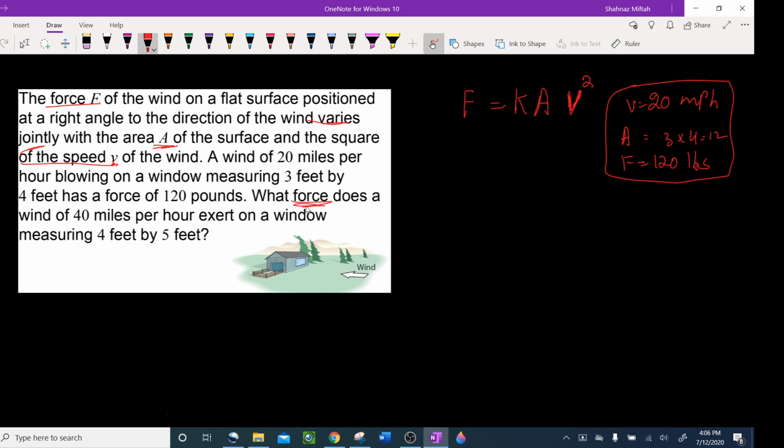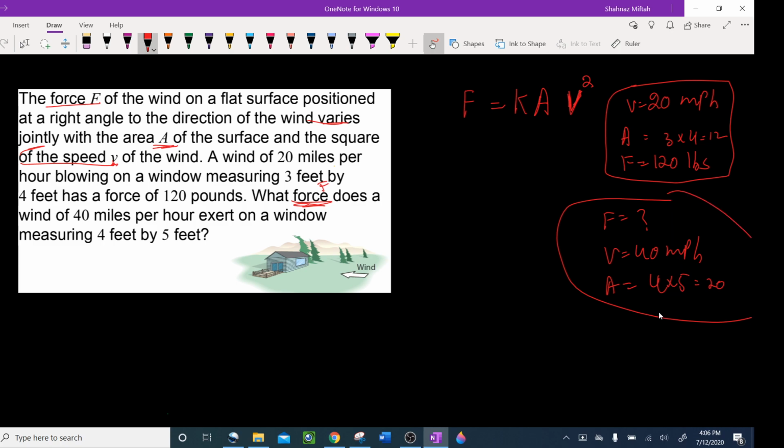Now what force, which means I'm looking for F, does a wind of 40 miles per hour, again that's my speed, miles per hour is always a speed, exert on a window measuring 4 feet by 5 feet, the area is 4 by 5, which will give you 20. Now this is the information that I actually need to figure it out, right? So I'm going to plug everything into this formula, the one they were asking me up here. F equals K A V squared. So F I'm looking for, K I don't know, A is 20 and V is 40 squared. But if I don't have K, I can't find the answer.